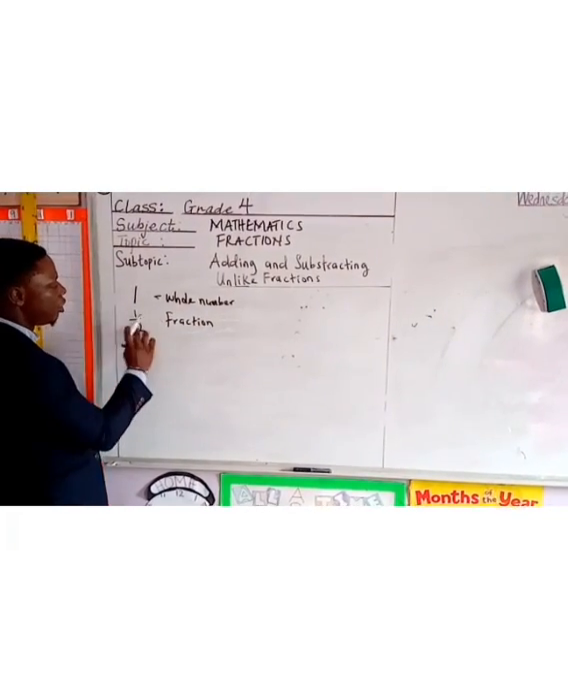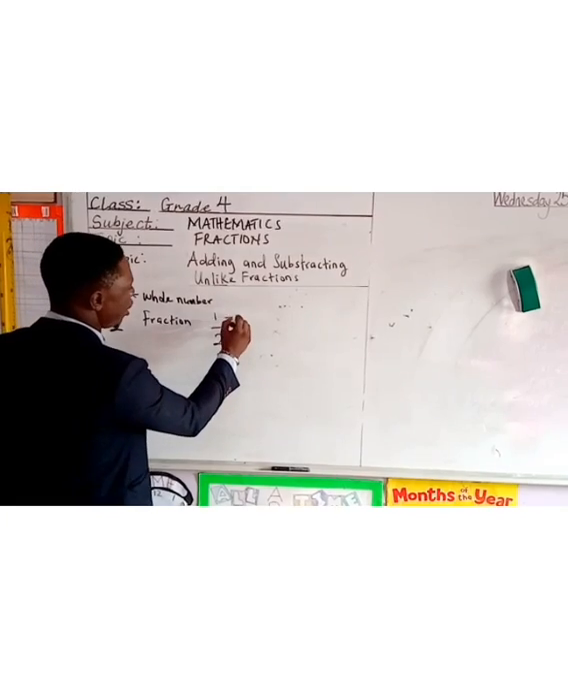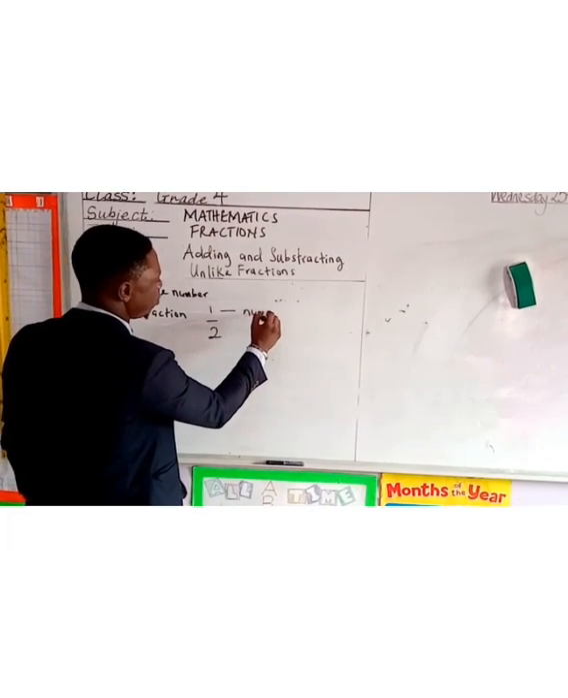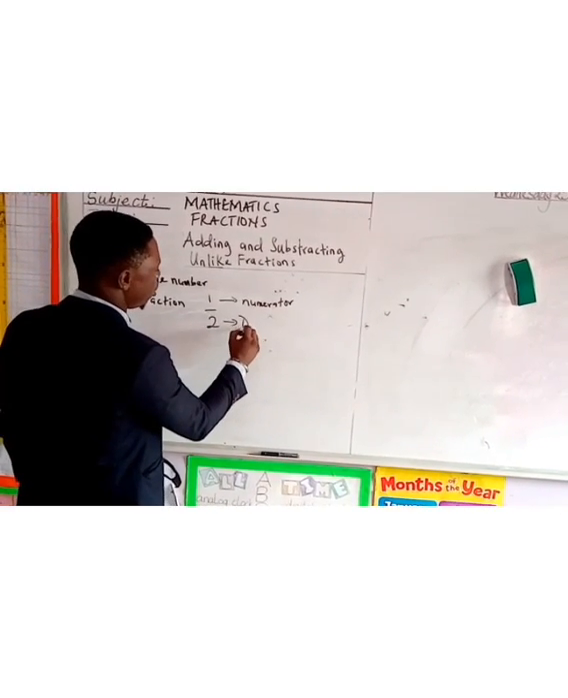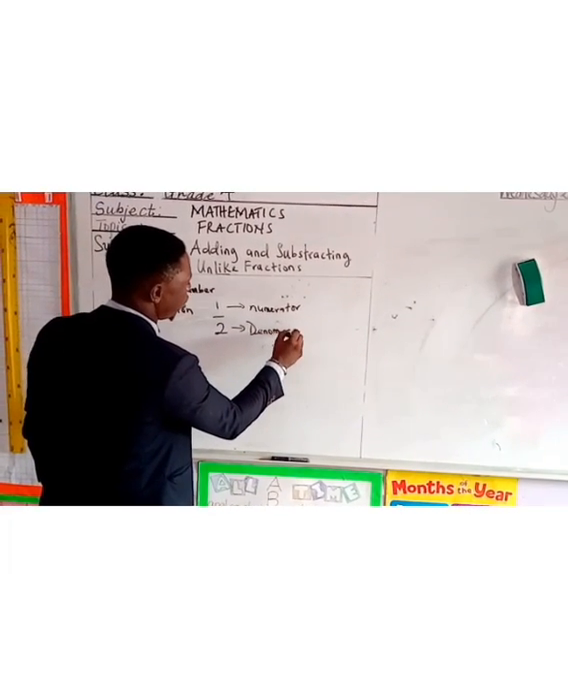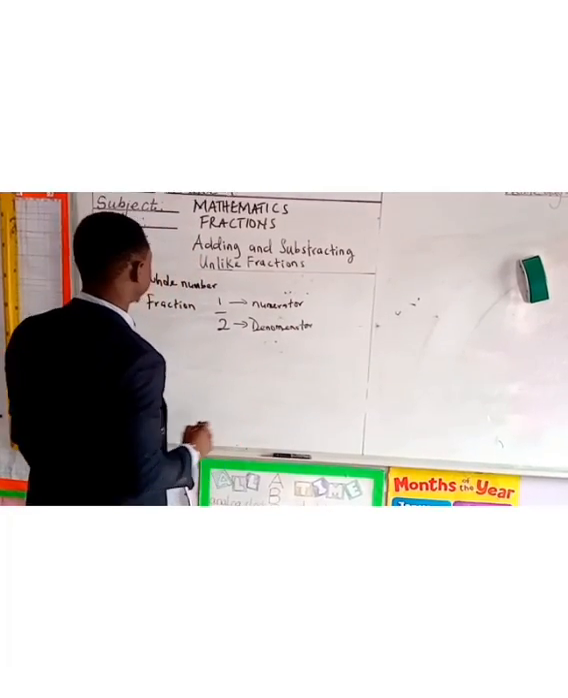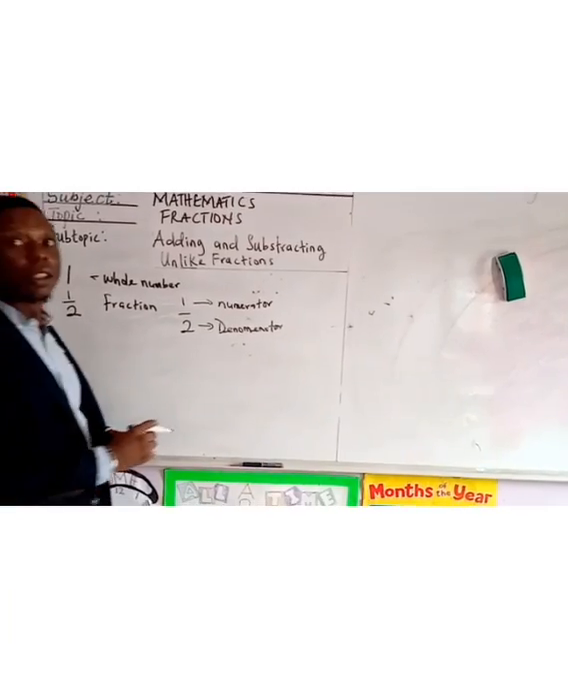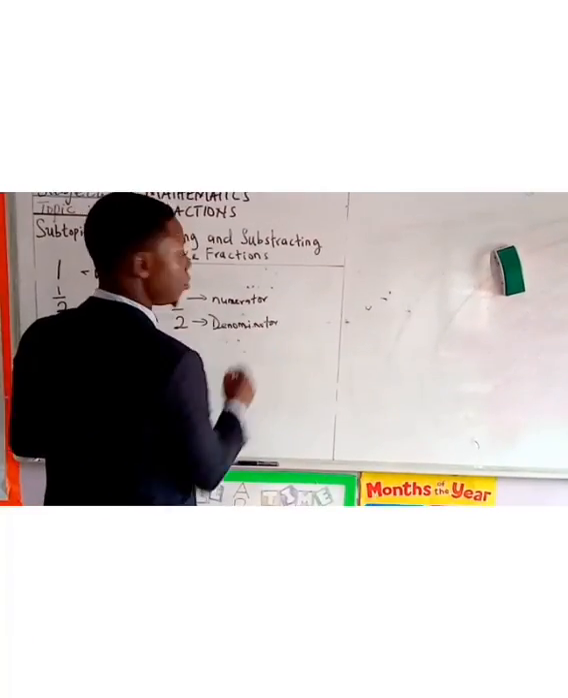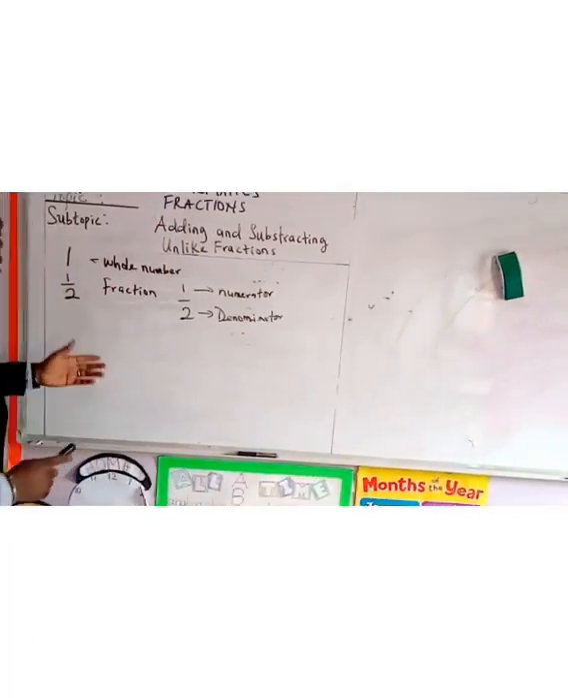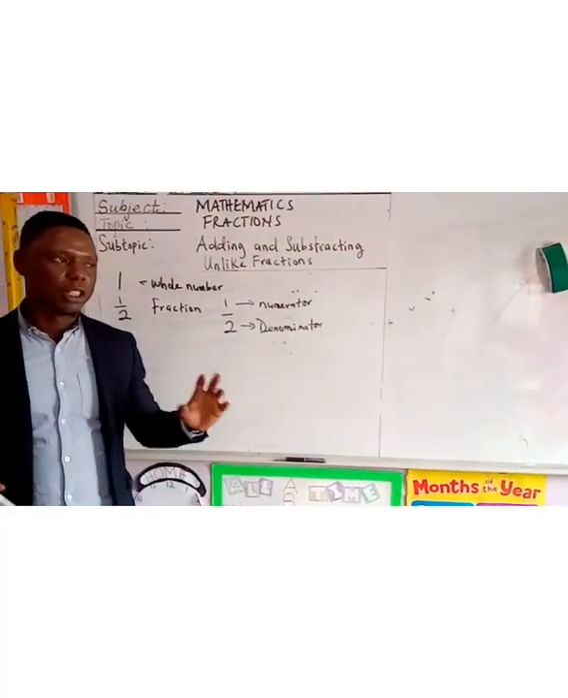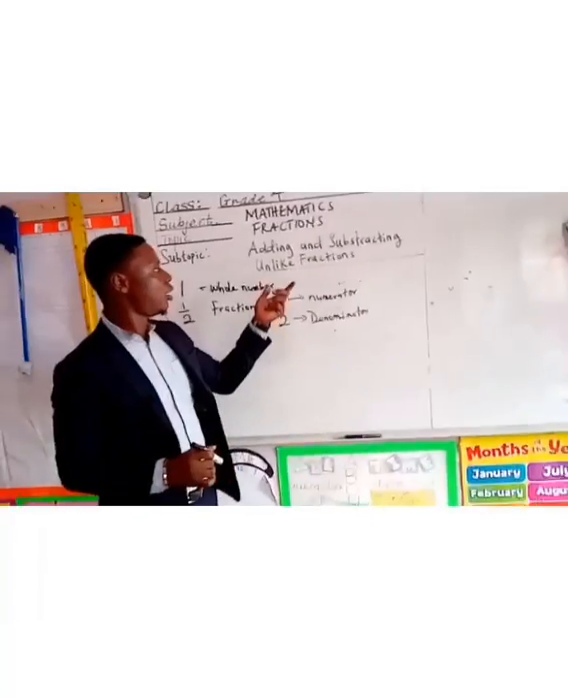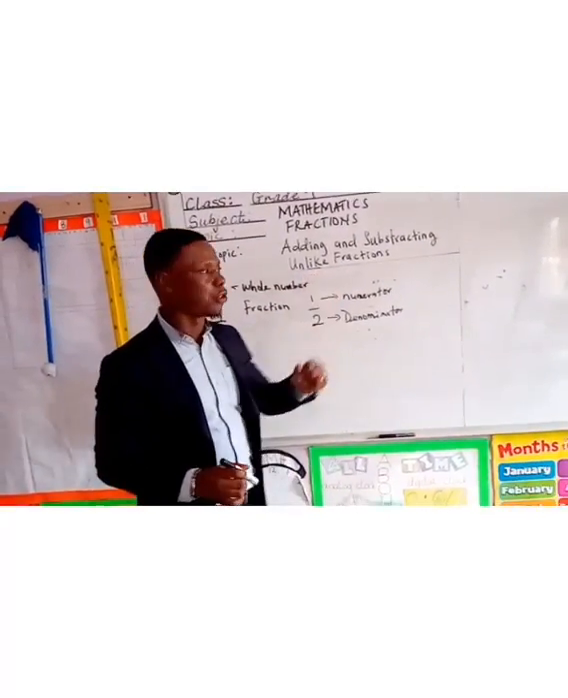Meaning that this 1 here is the numerator, while this 2 is the denominator. Under this, we have different types of fractions, but the particular fractions we are talking about today are unlike fractions.